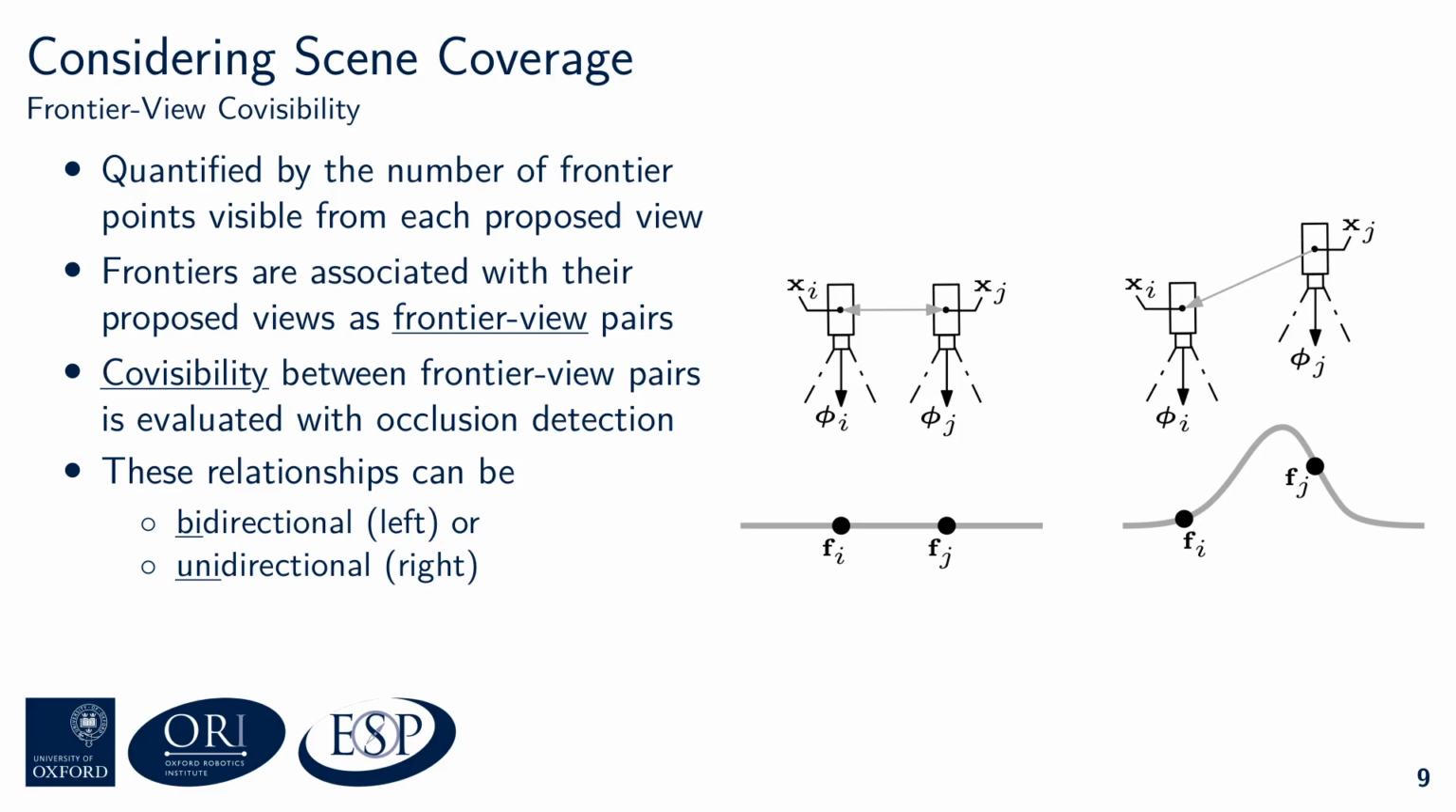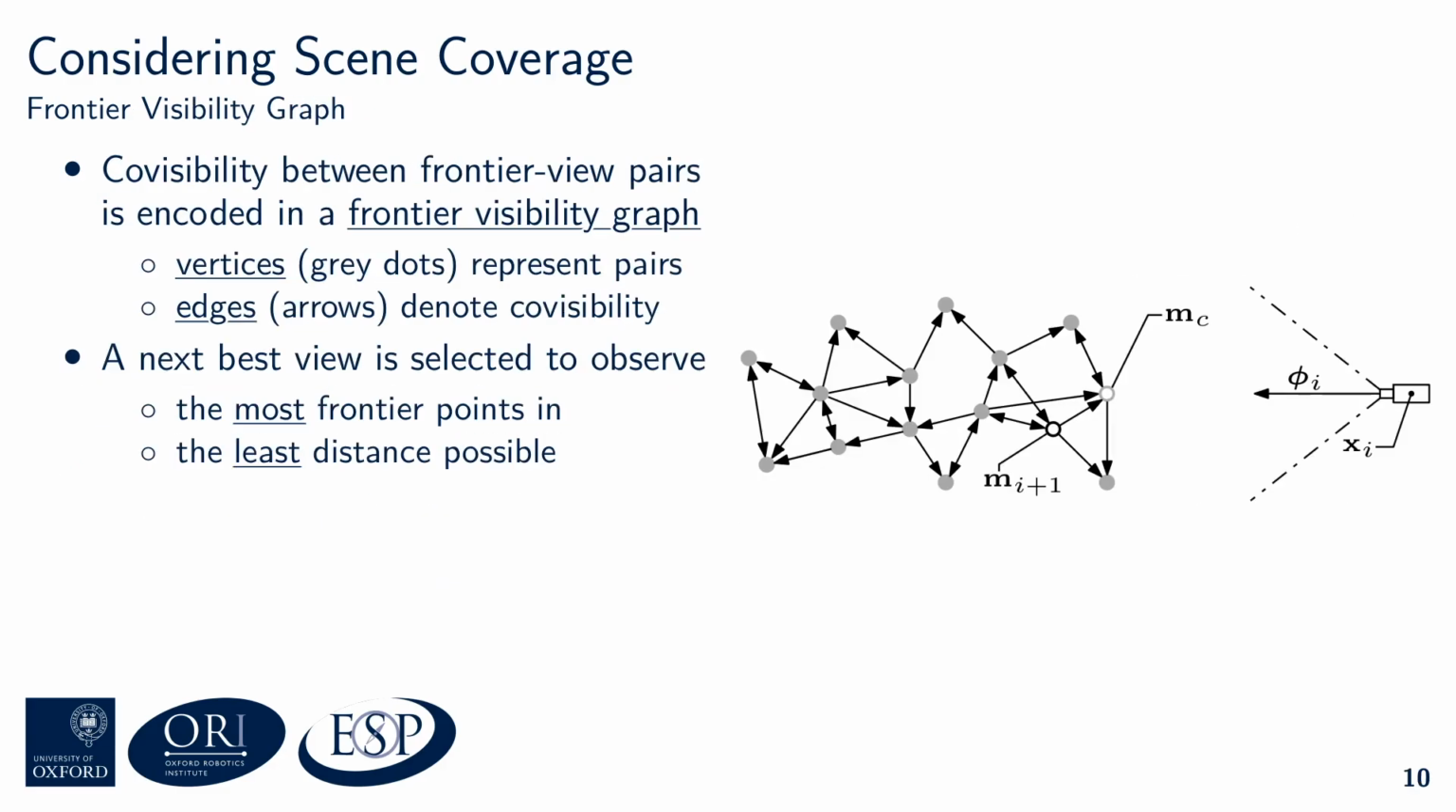These co-visibility relationships can be bidirectional or unidirectional. The co-visibility between frontier view pairs is encoded in a frontier visibility graph. In this graph, the vertices represent frontier view pairs and the directed edges denote co-visibility relationships. A next best view, Mi+1, is selected from this graph to observe the most frontier points while moving the least travel distance to do so.